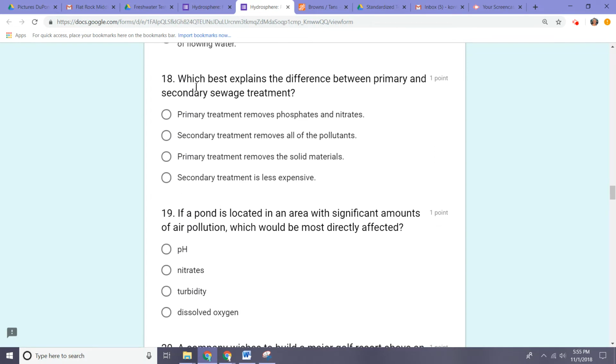Number 18. Which best explains the difference between primary and secondary sewage treatment? Primary treatment removes phosphates and nitrates. Secondary treatment removes all of the pollutants. Primary treatment removes the solid materials. Secondary treatment is less expensive.